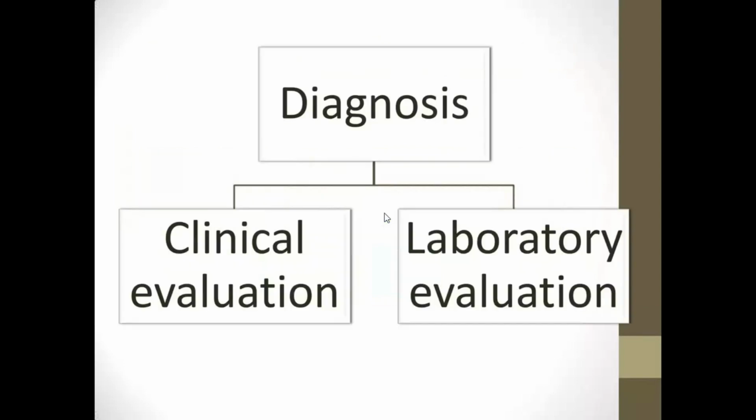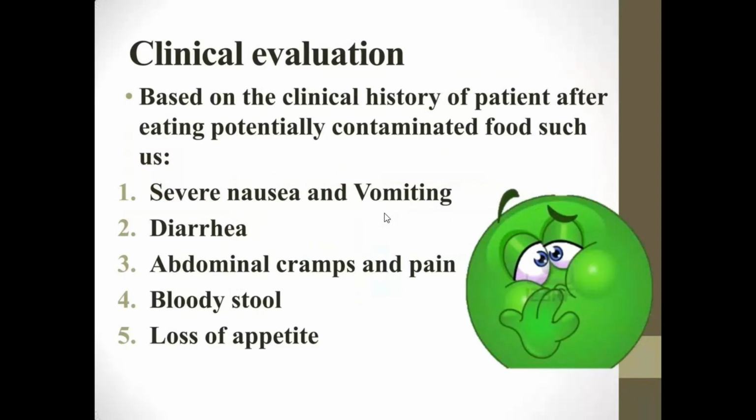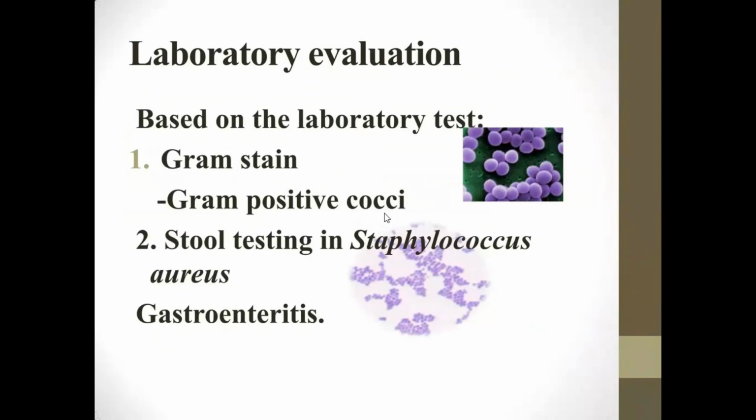Now, as far as diagnosis is concerned, one can go for clinical evaluation as well as laboratory evaluation. The clinical evaluation is based on the clinical history of the patient. Once the patient consumes any food item contaminated with S. aureus, that results in severe nausea and vomiting, diarrhea, abdominal cramps and pain, bloody stool, loss of appetite, etc. So these are some of the symptoms associated with staphylococcal foodborne intoxication.